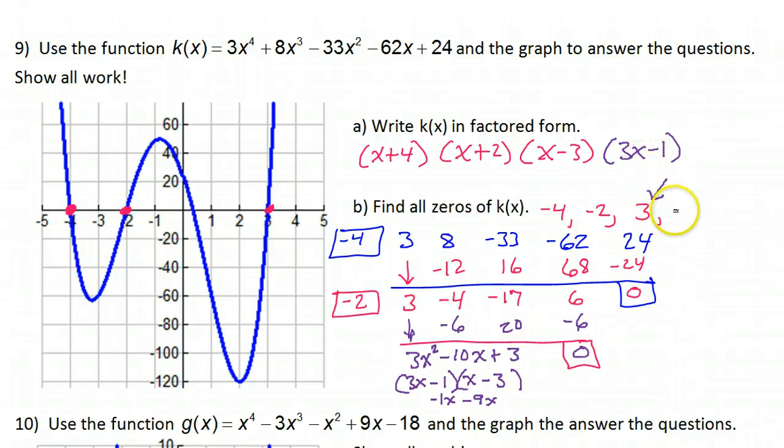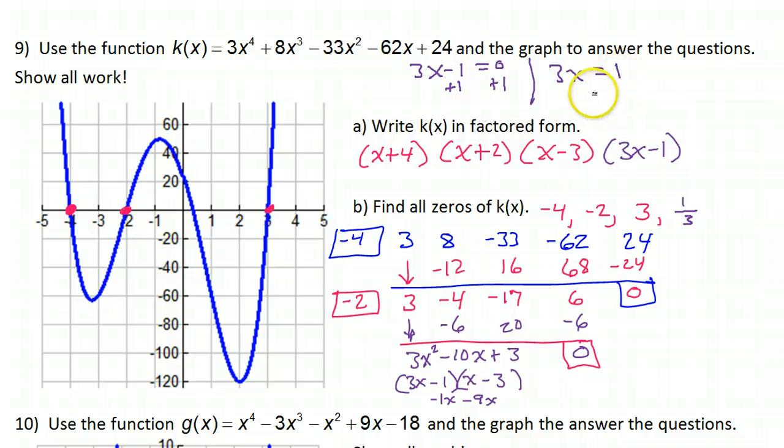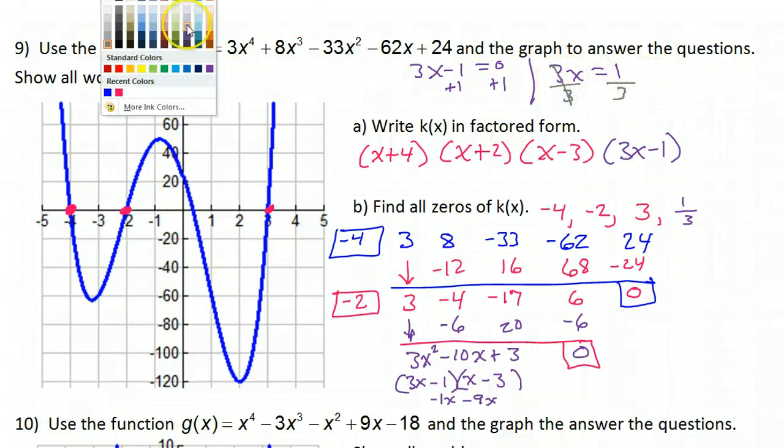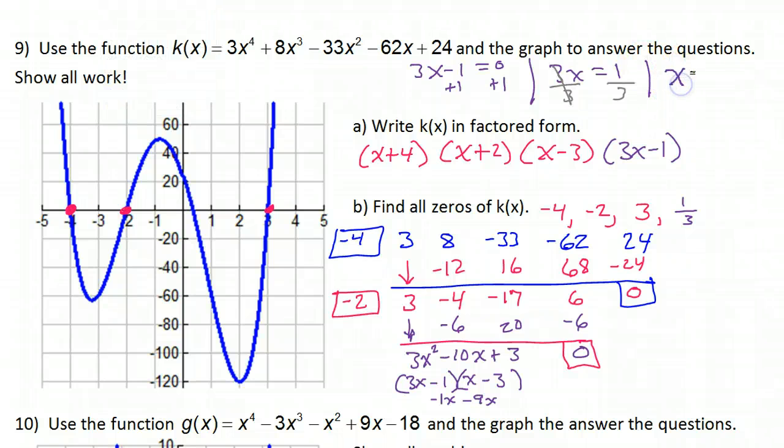And I could use that last one to go ahead and find my last 0. Now I can do this in my head and see that this last 0 is going to be 1/3. But just in case you can't, I'm going to show it. If I do 3x minus 1 equals 0 and solve, then I would have 3x equals 1, and then I would divide everything by 3. And that's how I'm coming up with x equals 1/3. That's where this is coming from.